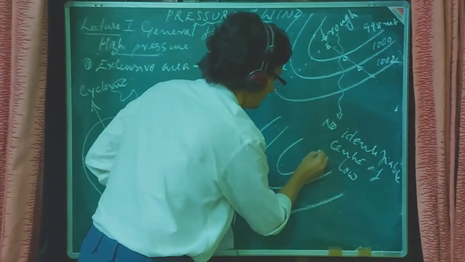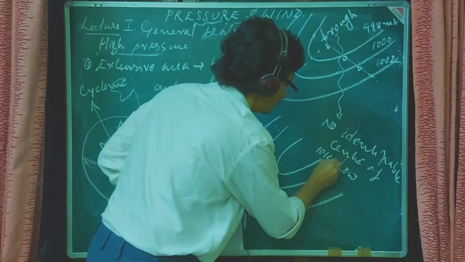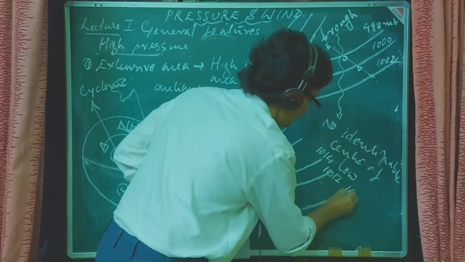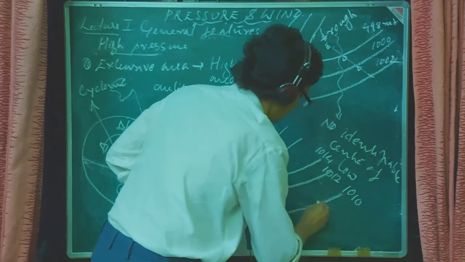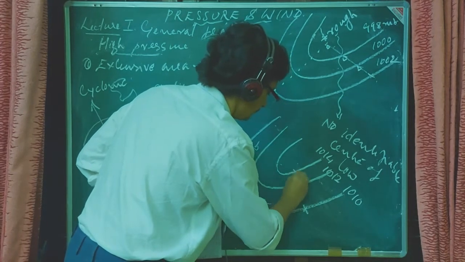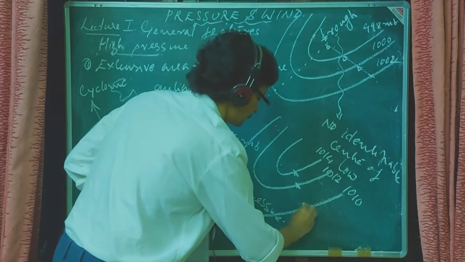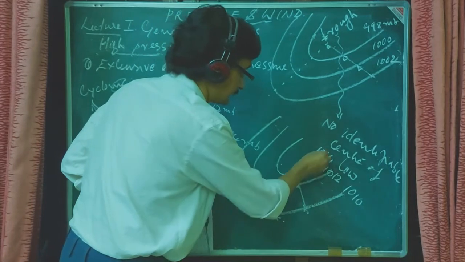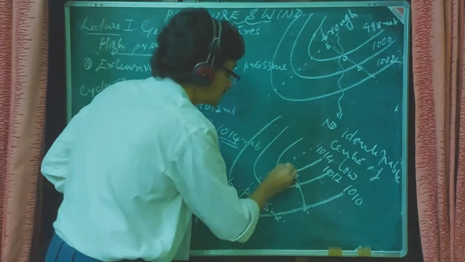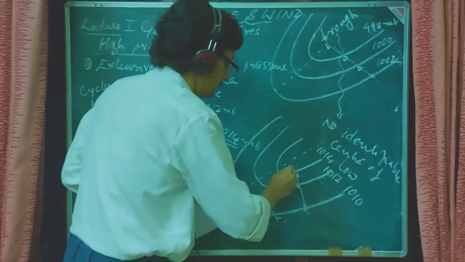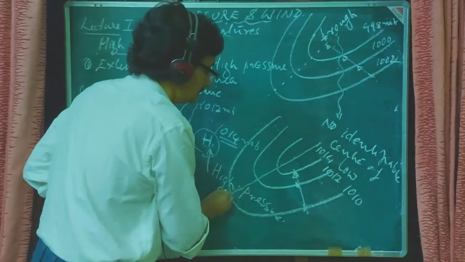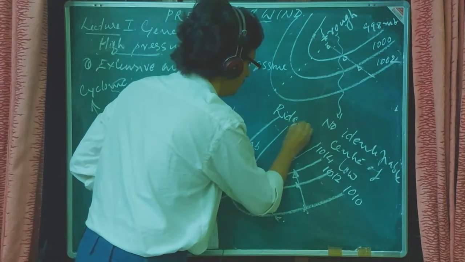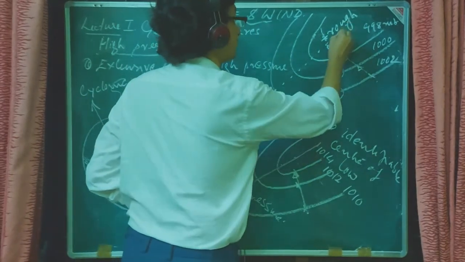Say inside I am getting, let it be 1014 millibar. Here let it be 1012 millibar, and 1010 millibar. If one man walks from here to here towards inside, he will encounter a region of highest pressure. That line will be called a ridge line. This is a trough line.